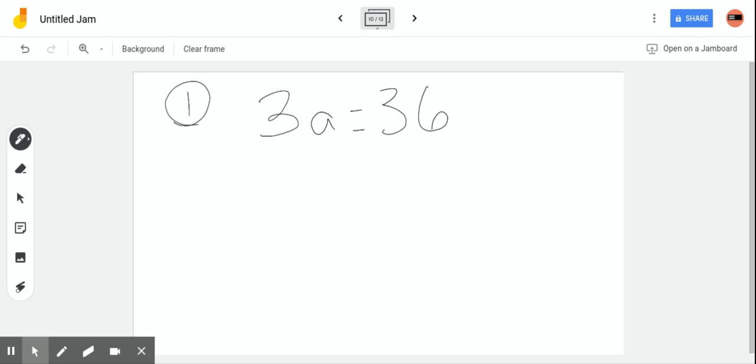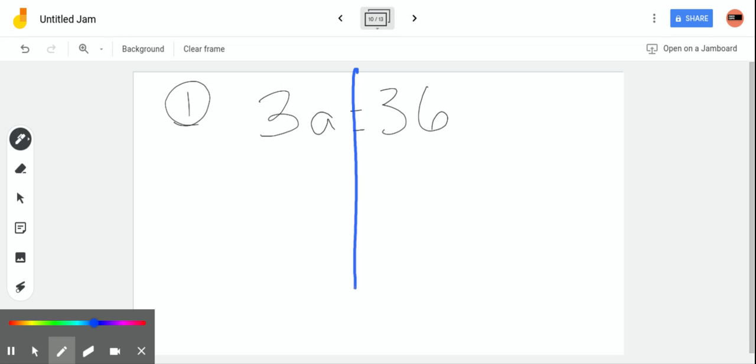All right, so let's look at it. Same thing we usually do. We still want to isolate the variable. Let's split the equation in half, and we'll isolate the variable. Now, this time it says 3a equals 36.